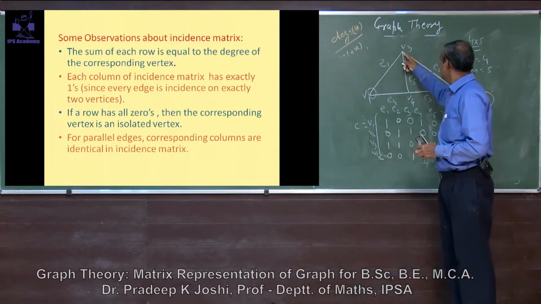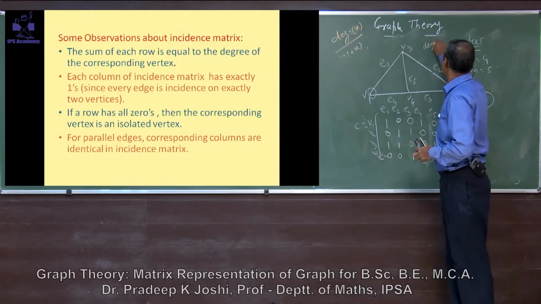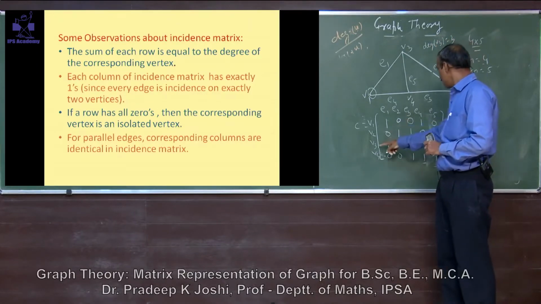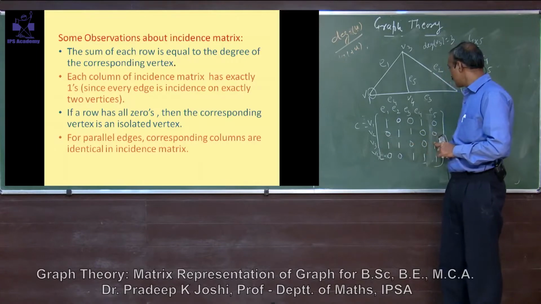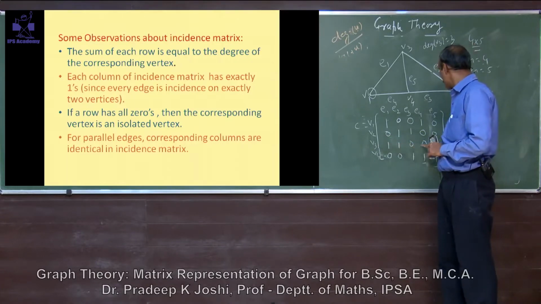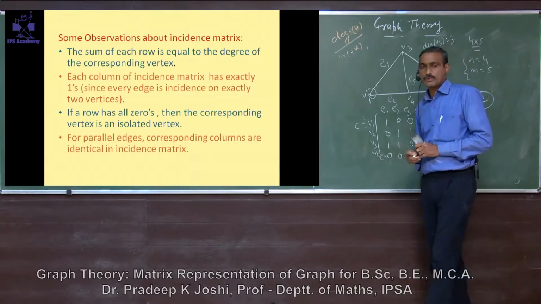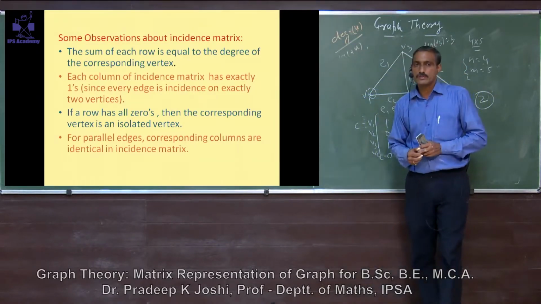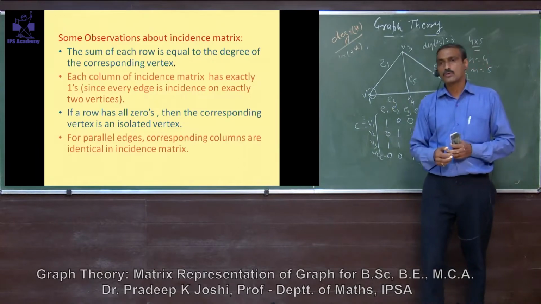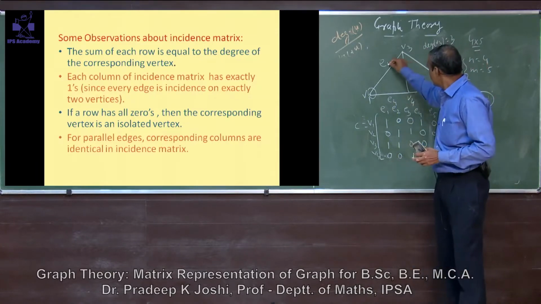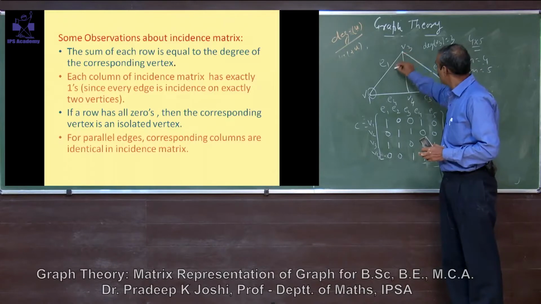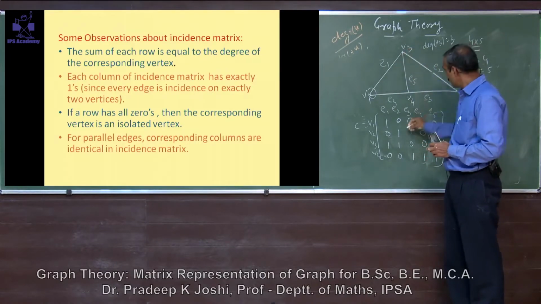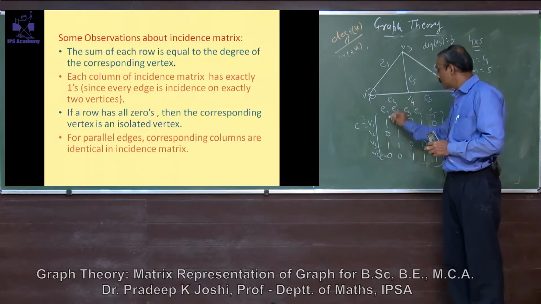What is the degree of V3? The degree of V3 is 3. So here we just sum the elements of row V3: 1 plus 1 plus 1, this is 3. That is the first observation. Each column of the incidence matrix has exactly two ones, since every edge is incident on exactly 2 vertices. Look, this E1 is incident on 2 vertices, V1 and V3. So each column will have exactly 2 ones.